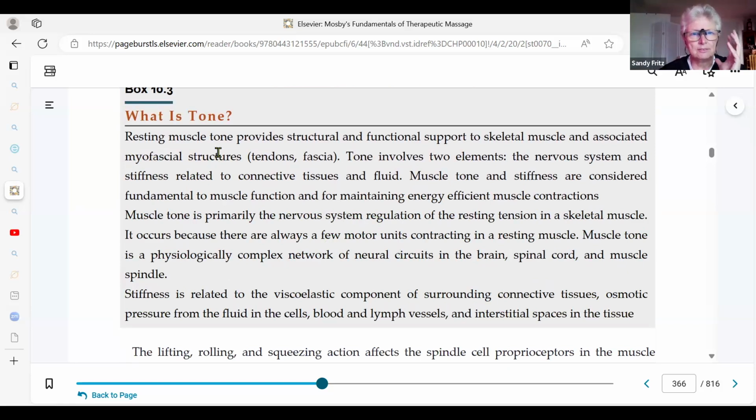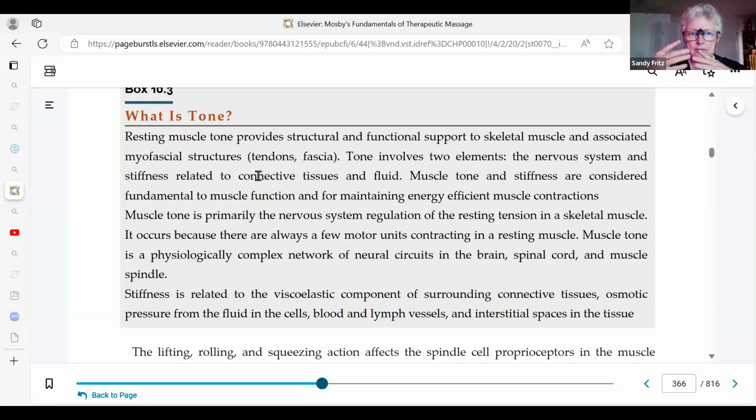Tone, resting muscle tone, is the tautness, stiffness, tension in muscle at its resting period. It's not in a concentric action or eccentric or isometric. It's just there. And it has multiple elements that produce that.